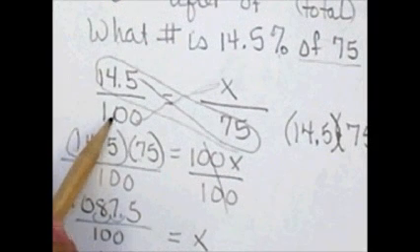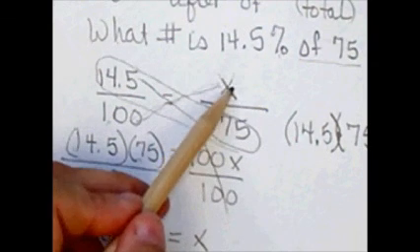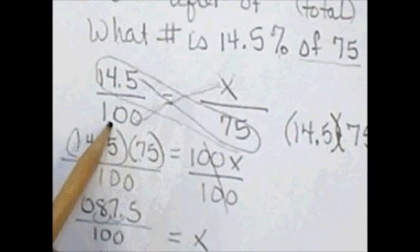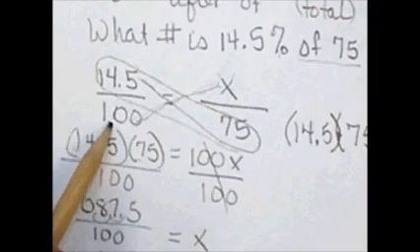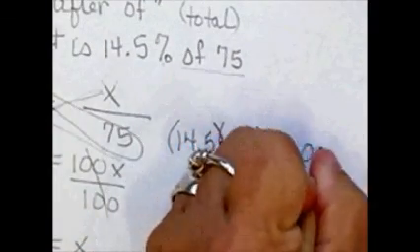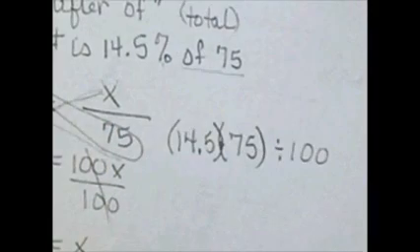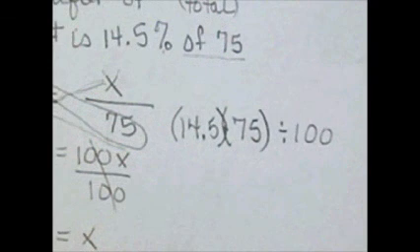I don't know what it is. So the one that's left by itself is what I divide. So my procedure then would be to do this: I multiply that times that and then divide by 100. It works every time. Okay, and that's exactly what we got. It was still 10.875.